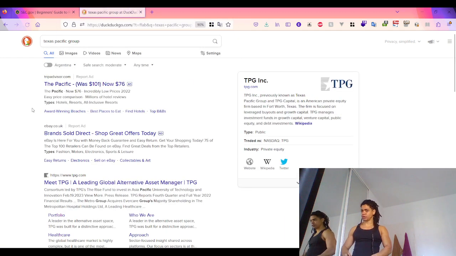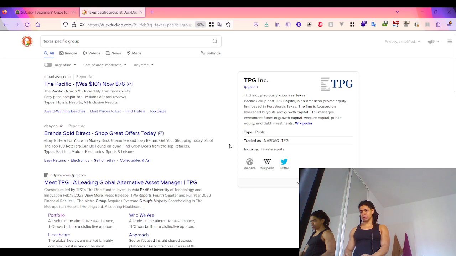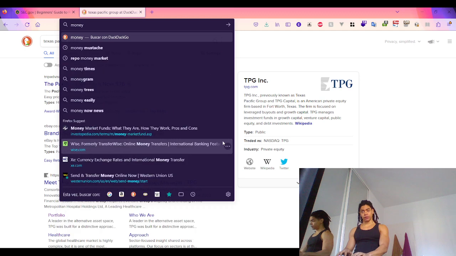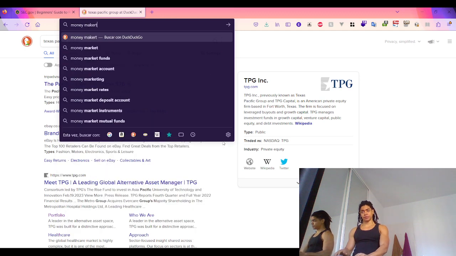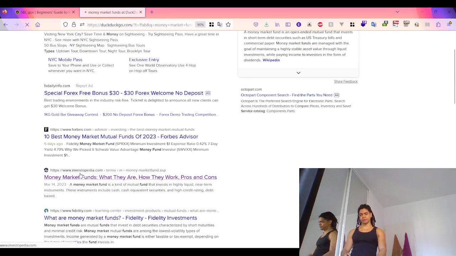Okay, here, the Texas Pacific Group, a private equity firm that invests primarily in sectors like real estate and healthcare. Then I also look at another common operating asset: cash and cash equivalents, such as money market funds. Let me look at this from Wikipedia.